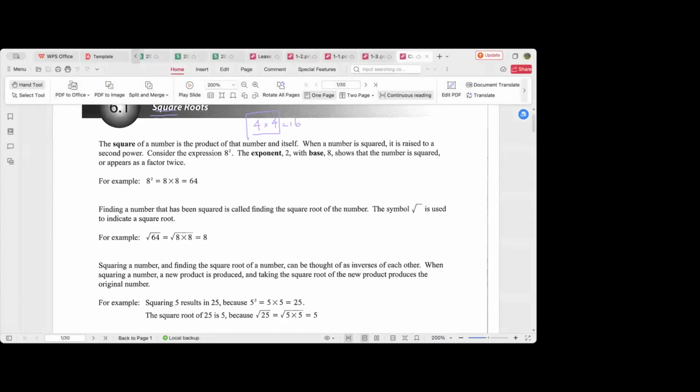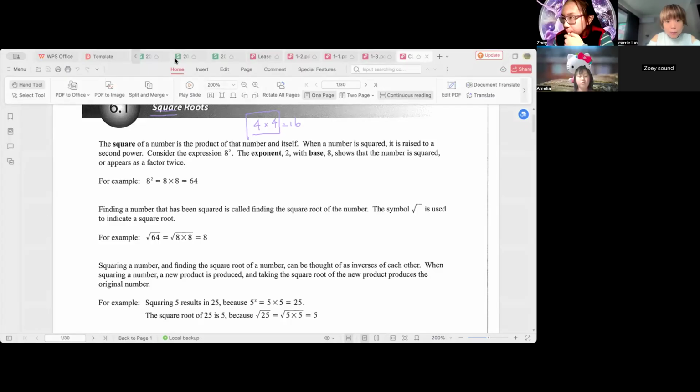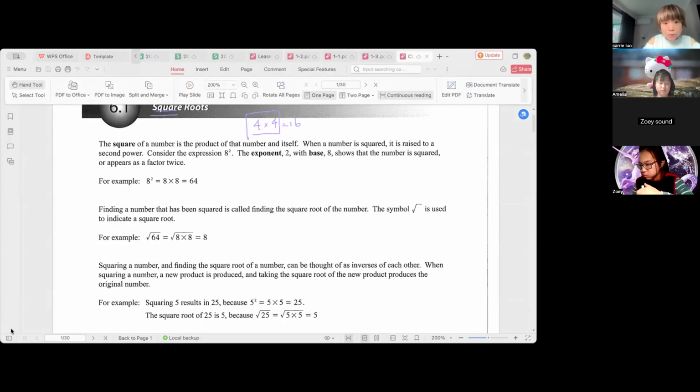Okay, so when we're talking about square root, we need to talk about the square. The square is the product of a number and itself. For instance, 4 times 4, we can say it's 4 squared, which is 16. This little thing is called squared. Understand? When a number is squared, it is raised to the second power.